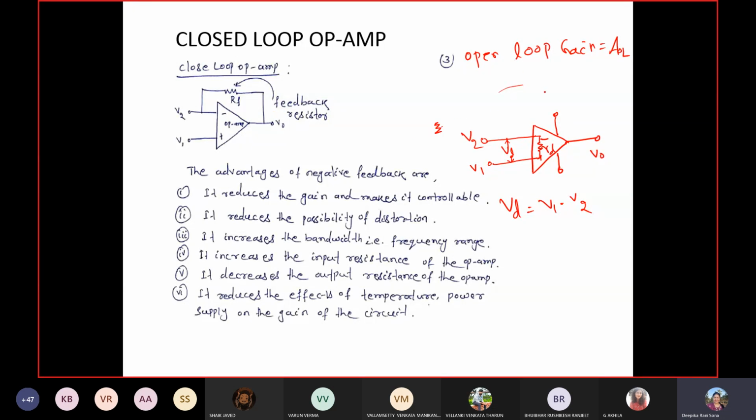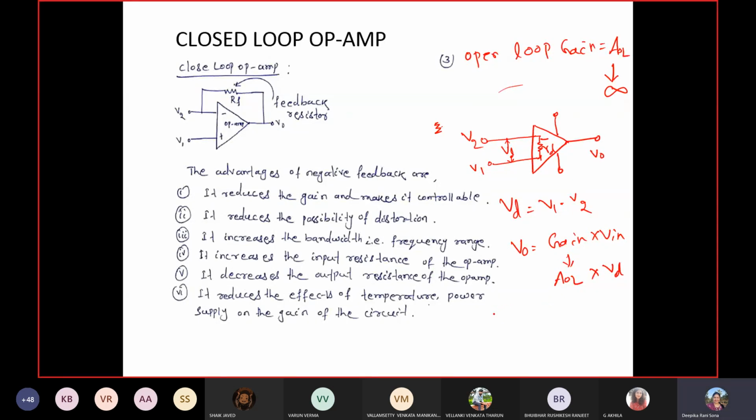For the open loop gain, what is the value of this AOL? Who will say? Just now I discussed. Infinity. Good, very good. So what is the output voltage equation? It is gain into Vin. Here the gain is AOL, and Vin is nothing but VD, the difference between the two voltages, right?